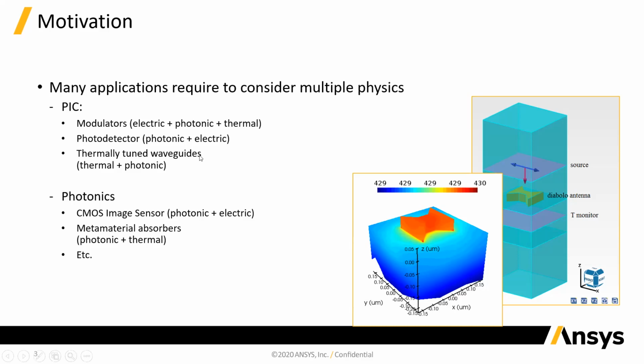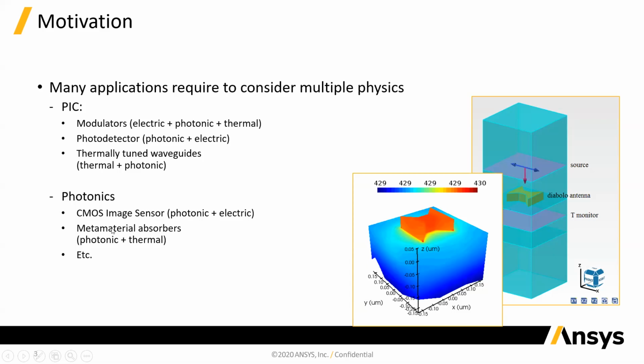Some of the examples would be, for example, modulators, like active devices, where you need to perform electrical and optical simulation and thermal simulations as well. Photodetectors, where you need electrical and optical simulation. Thermally tuned waveguides, where you would need to do thermal simulation and optical simulation. And then CMOS image sensors is one example where you would need the charge solver for electrical simulation, although for the optical part, FDTD would be the right tool here.